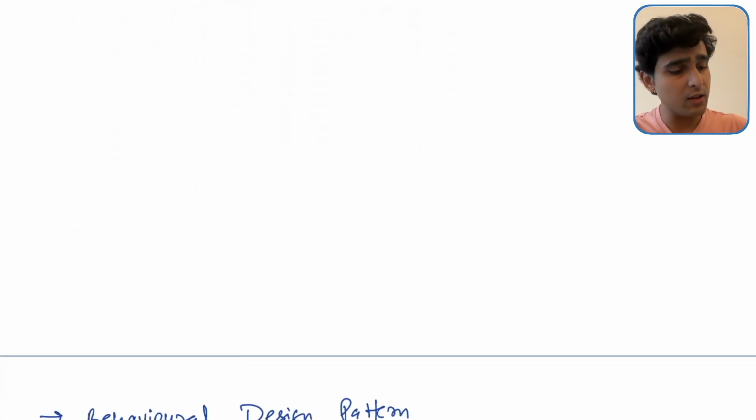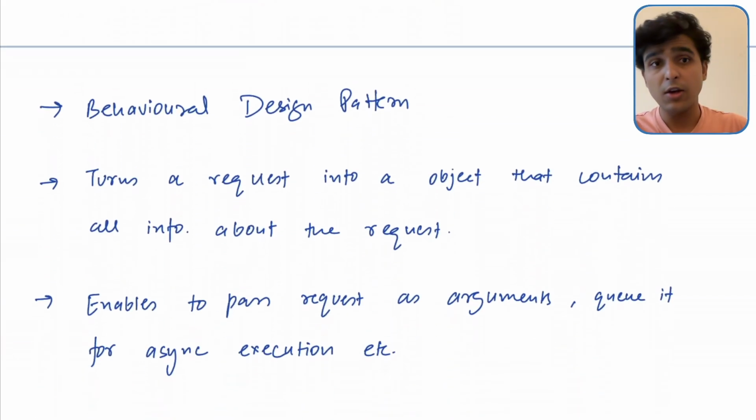So let's start with what is the command design pattern. First of all, it's a behavioral design pattern. What it does is, it turns a request into an object that contains all info about the request. Now this looks a little weird, how do you turn a request into an object, but we will see it in a minute.